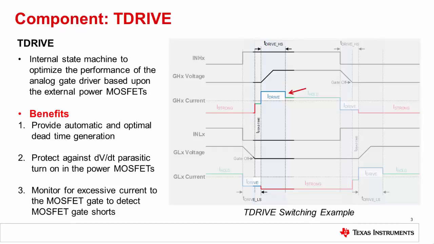Building block number 3 provides additional protection to the system by monitoring for short circuits on the MOSFET gate. The T-Drive state machine monitors for gate shorts by checking the gate voltage after the switching event has completed. If the gate voltage is stuck high or stuck low, this indicates an issue with the MOSFET gate, and the gate driver will take an action according to its configuration. These actions may include shutting down the gate driver and/or reporting a fault to the external controller.